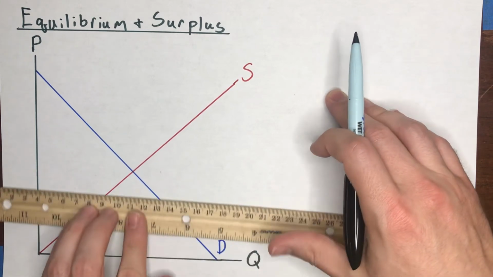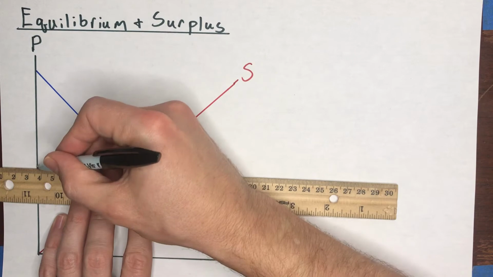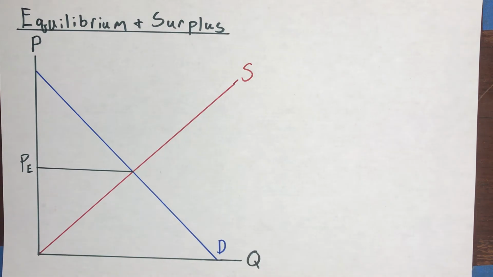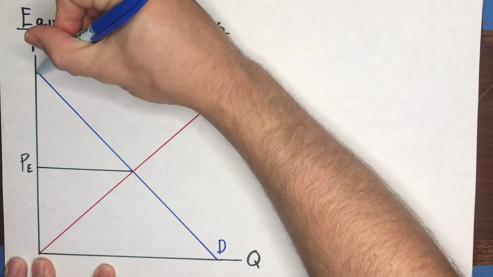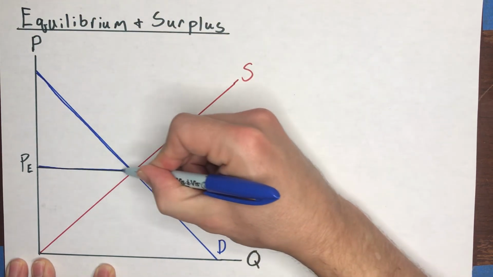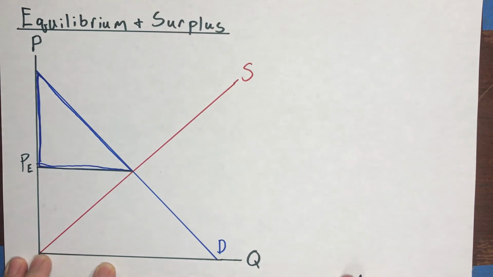So if you take the intersection of supply and demand, draw a line to it, and you've got the equilibrium price. That equilibrium price is simultaneously determining what consumer surplus and what producer surplus is. And consumer surplus is going to be all of this area below the demand curve, above the price, and to the right of the y-axis. Consumer surplus.